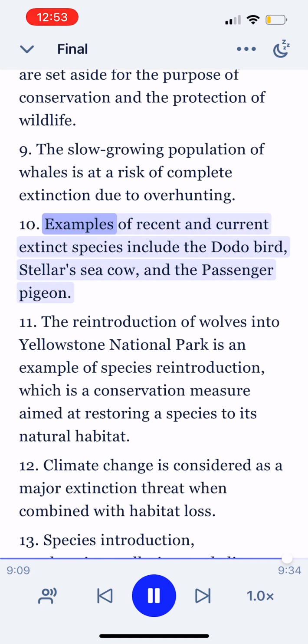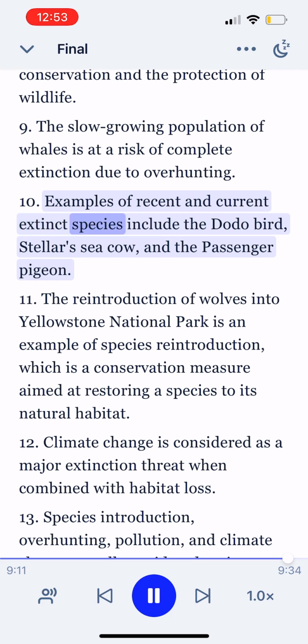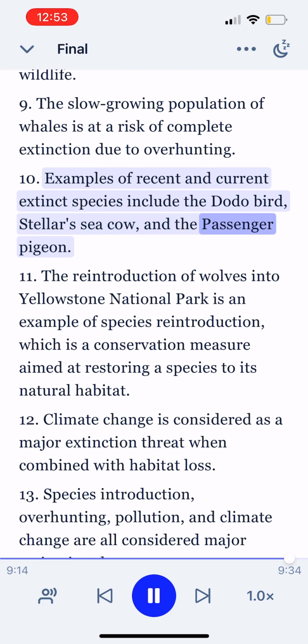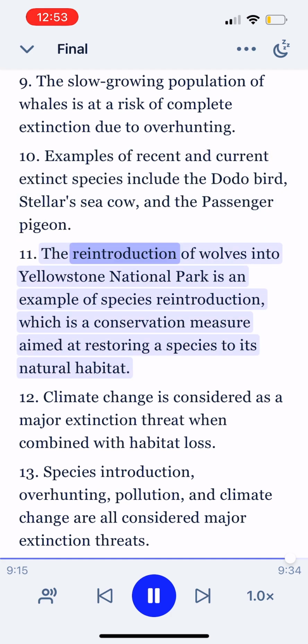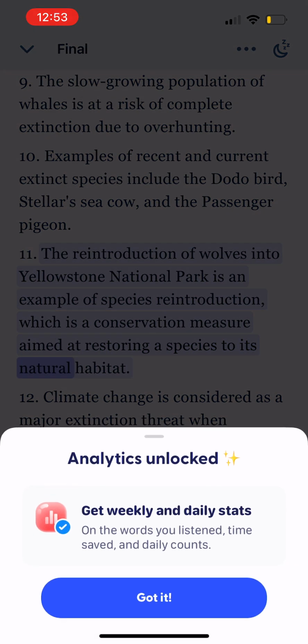10. Examples of recent and current extinct species include the dodo bird, Steller's sea cow, and the passenger pigeon. 11. The reintroduction of wolves into Yellowstone National Park is an example of species reintroduction, which is a conservation measure aimed at restoring a species to its natural habitat.